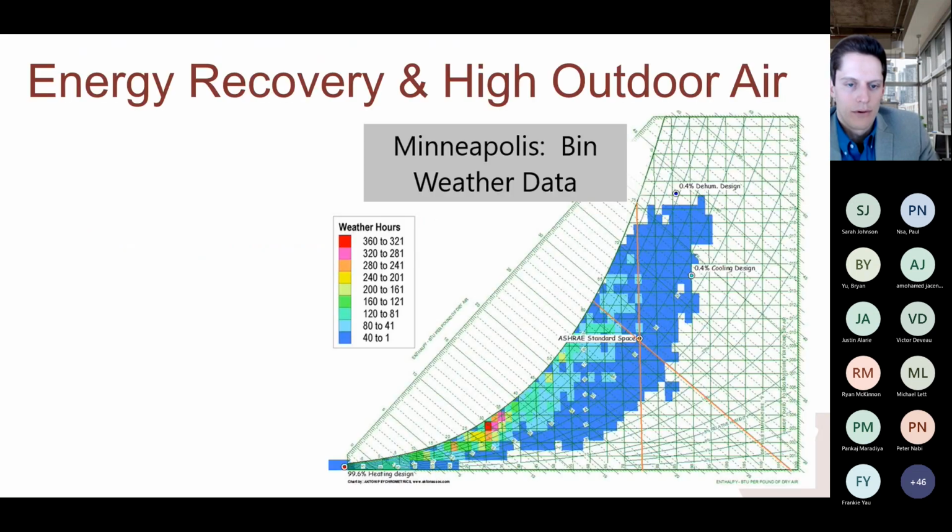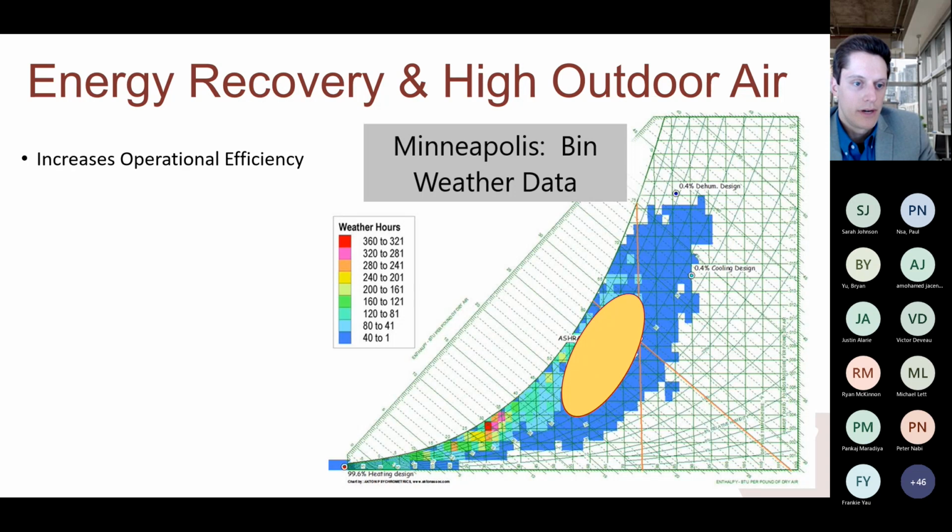So energy recovery, why is this important? Well, again, we looked at that bin data, and that's really the zone we want to try to operate in. That makes it a lot easier. It also helps us save energy. So we want to increase our operational efficiency by reducing the amount of heating and cooling we have to do with our mechanical systems.